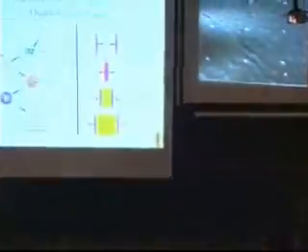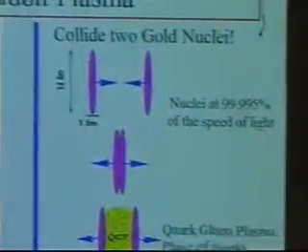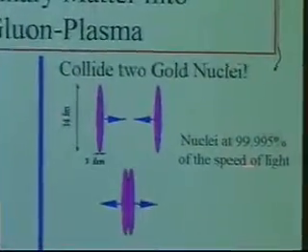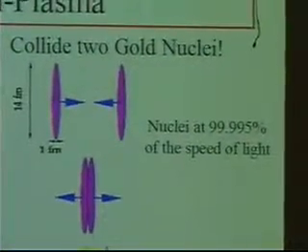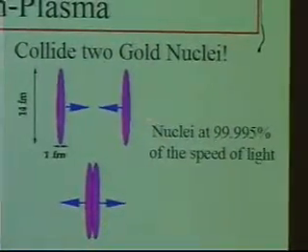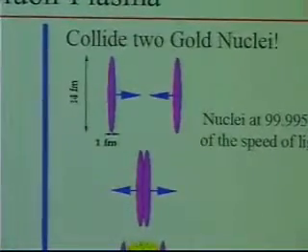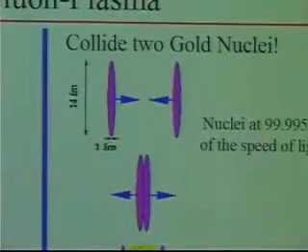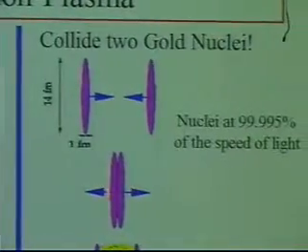So we accelerate gold nuclei with a diameter of 14 fermi-meter, this is about 14 times the diameter of a proton, to a velocity which is 99.995% of the speed of light. So in addition to their mass, these particles will have very high kinetic energy. We then bring them to collision.